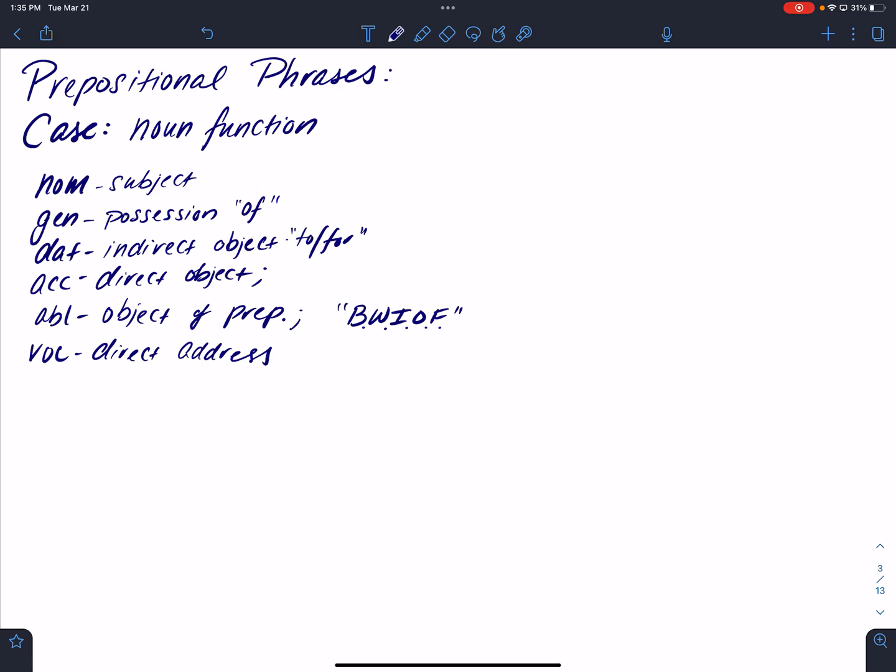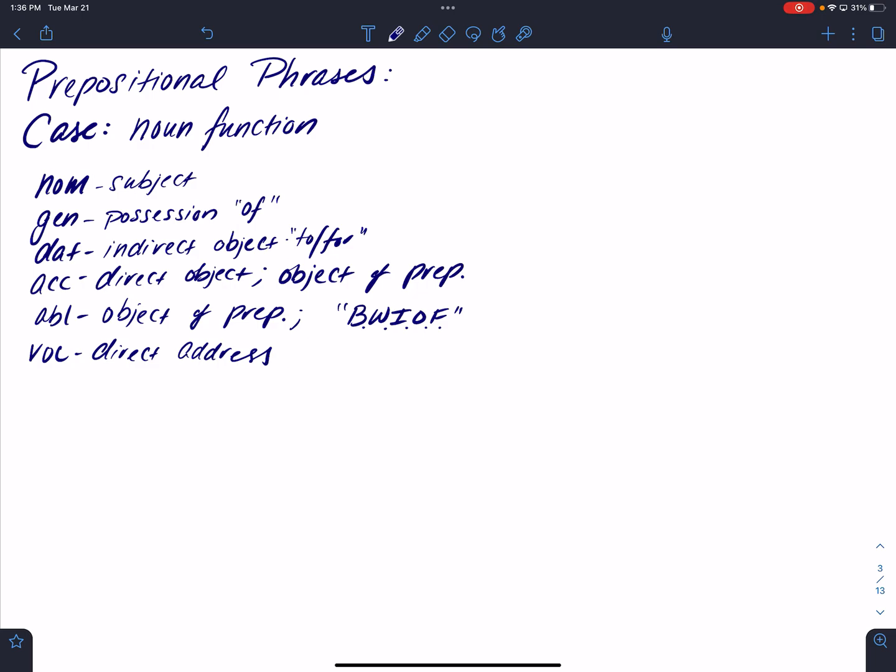The accusative has another function, by the way. Does anyone remember what that other function is? It's object of preposition again. Okay. Now today we're going to learn why they're different. So ablative is just BWIOF and accusative can be any object. Yeah, abl stands for ablative.